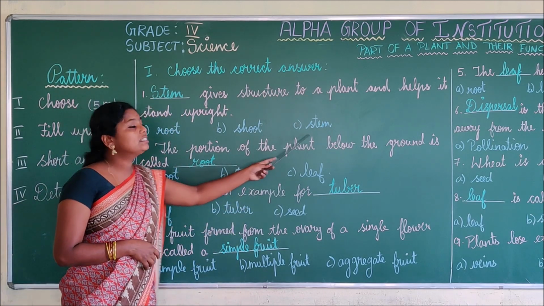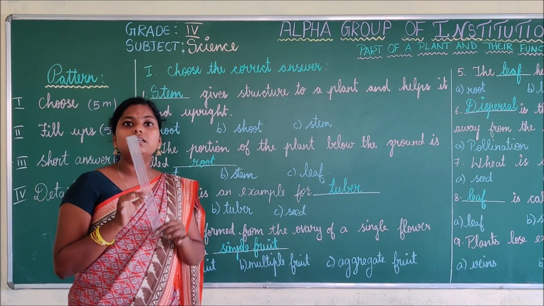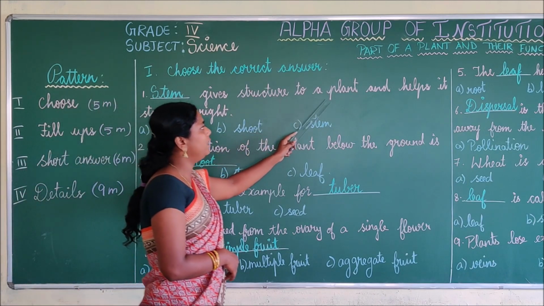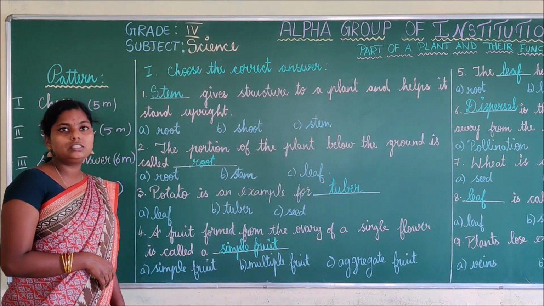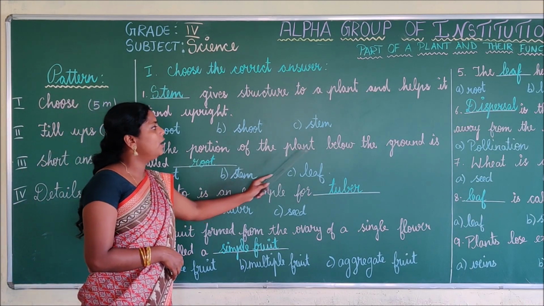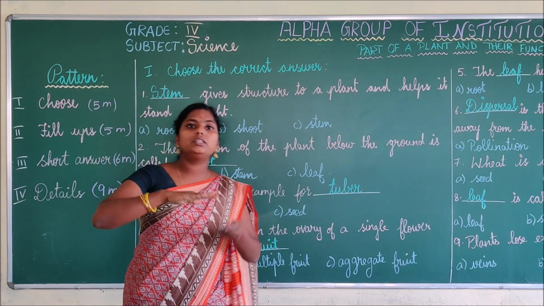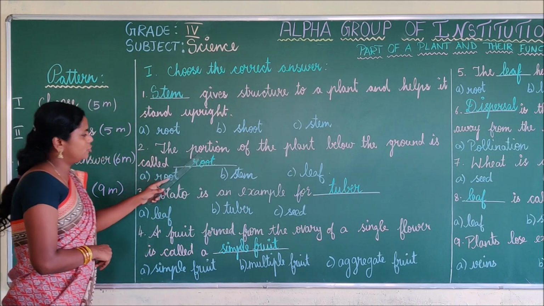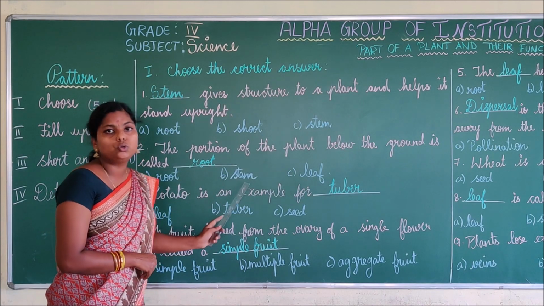No, it is stem. Every plant contains a stem, and the stem helps to stand straight. So stem gives structure to a plant and helps it stand upright. Is it clear, students? The next one: the portion of the plant below the ground is called dash. So below the ground, what will be there? Yes, there will be root. The portion of the plant below the ground is called root.